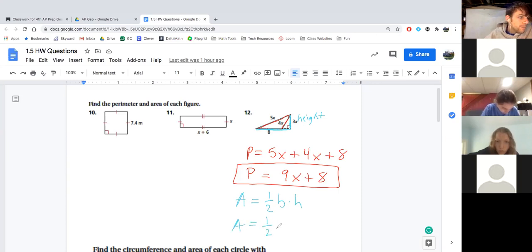So 1/2 times 8 times my height, which is 3x. Multiplying these things out, 1/2 times 8 is 4. 4 times 3 is 12x for my area.